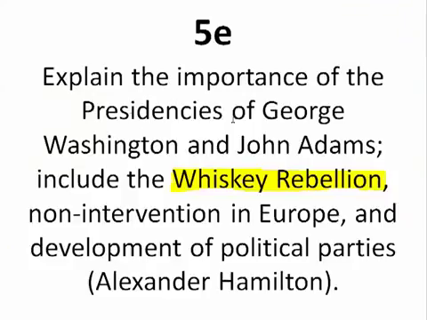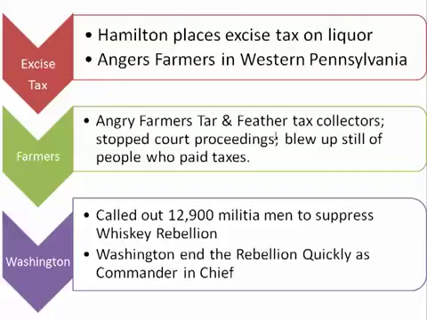Alright, explain the importance of the presidencies of George Washington and John Adams. Include the Whiskey Rebellion. The Whiskey Rebellion is important for us to understand. Here it is highlighted. Let's first talk about what happened in the Whiskey Rebellion. Alexander Hamilton, as Secretary of Treasury under George Washington, passes an excise tax on liquor. And out in western Pennsylvania, some farmers were growing some grains and they had stills, and they were making liquor and whiskey, and this is going to anger a lot of these farmers in western Pennsylvania.